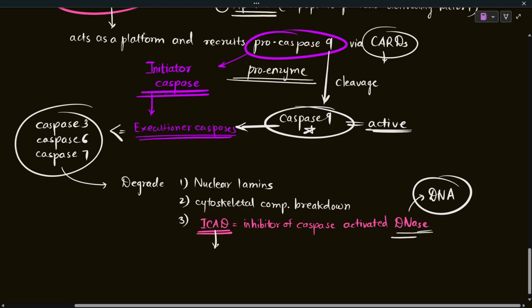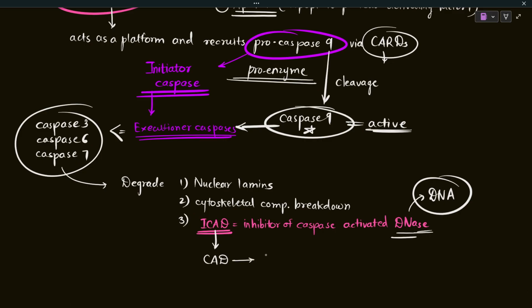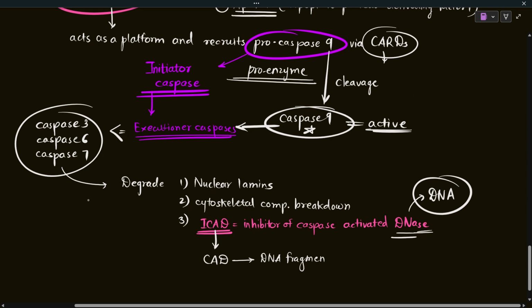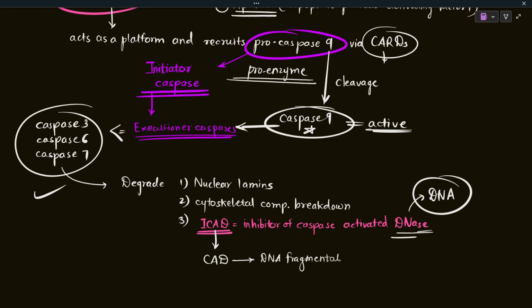So this ICAD will be converted into CAD, the caspase activated DNase. This caspase activated DNase will break down the DNA, so this will do the DNA fragmentation. Okay, so this is how a caspase, which is a protease, breaks down the protein which was protecting the DNA. Now the protector of DNA is gone due to this caspase, due to this protease. Now DNA will be fragmented. So this leads to the DNA fragmentation.